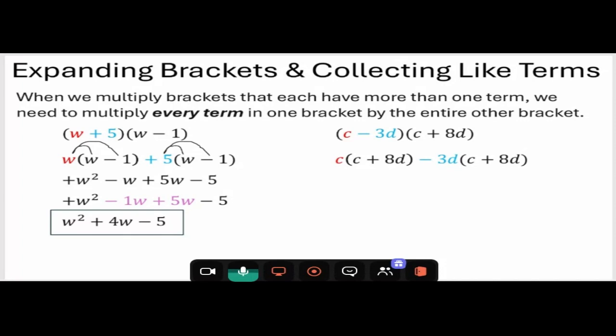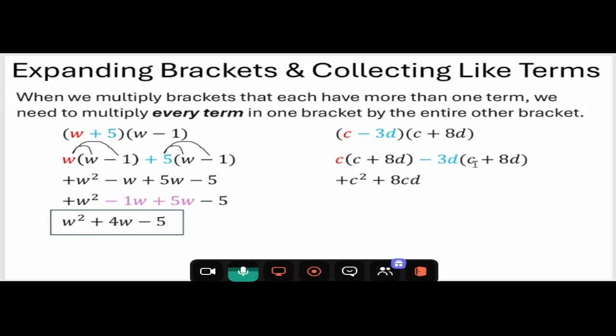C times C is C squared, and I'm throwing the positive in there just in case. C times 8D, well, that's just 3 things all multiplied together. C times 8 times D. We like to write it like that. We like to put the number first and then the different letters. And we tend to list all the letters in alphabetical order because that helps us spot like terms. So positive 8CD.